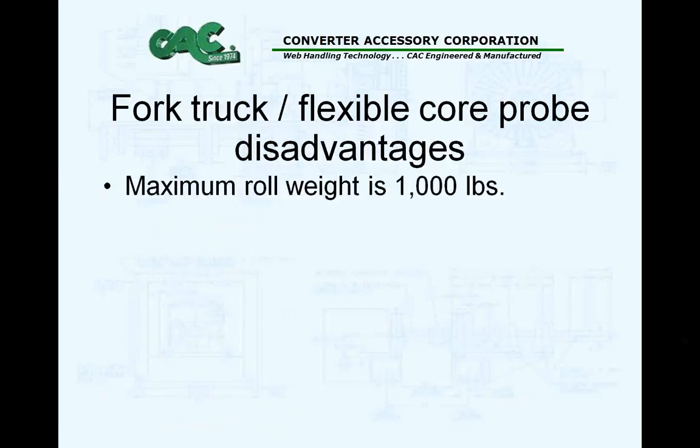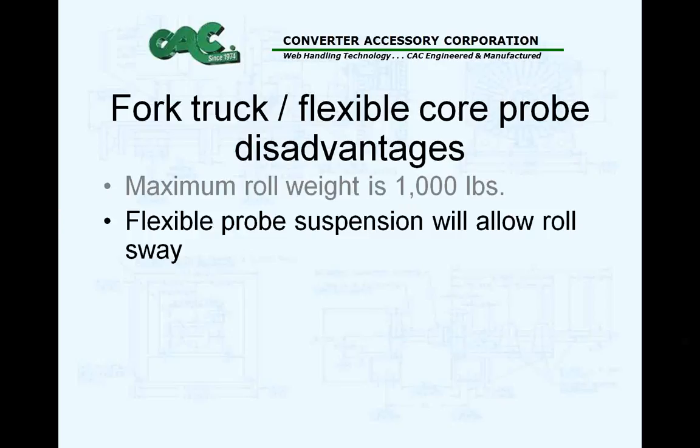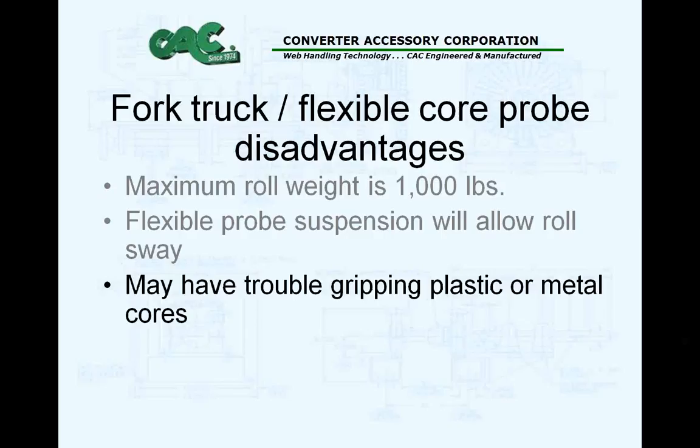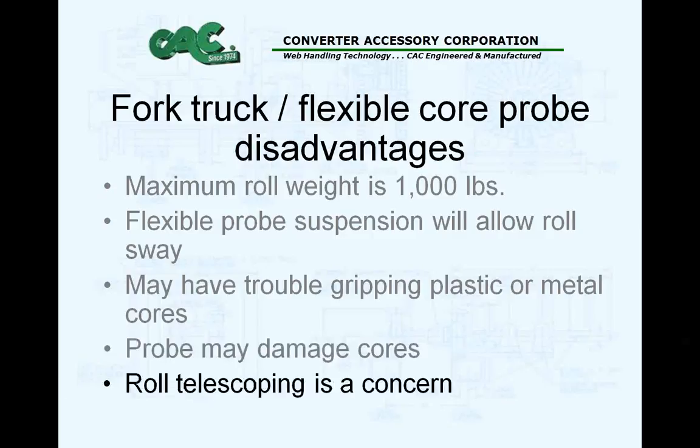Some disadvantages: really, these units are only designed to handle rolls up to about 1,000 pounds. The flexible point suspension, again, does have more roll sway, so as you're moving rolls around with this type of equipment, the roll can move around underneath the forks. And as with any probe device, you could have trouble grabbing plastic or metal cores. And probe damage to cores is always a concern if you recycle your cores.